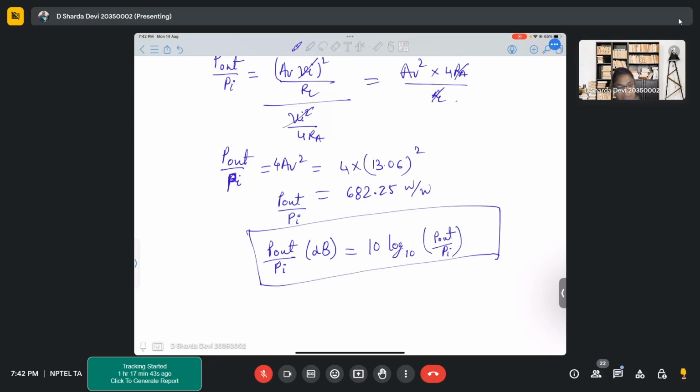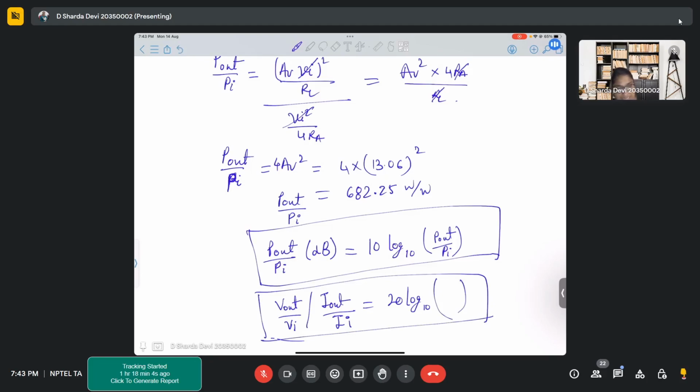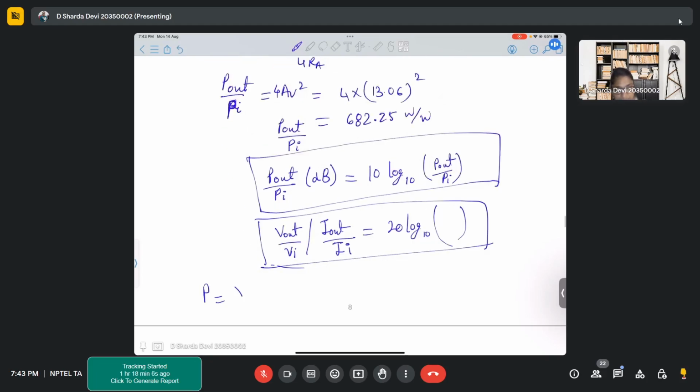but your voltage gain as well as current gain both will be 20 log. Anybody know why it is 20 log rather than 10 log? Because volt square. Power is V square upon R or I square R. So this 2 that is there in the power comes to the front, and that's why it becomes 20 log.